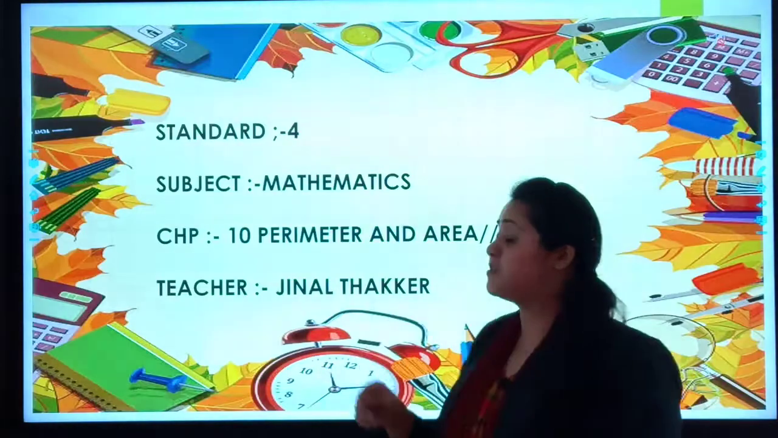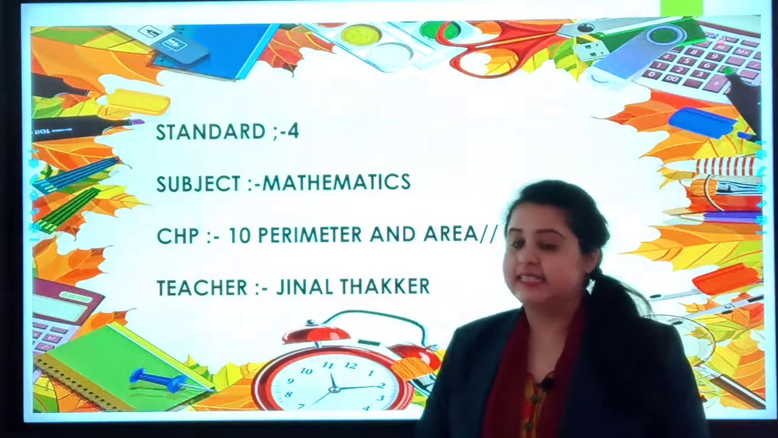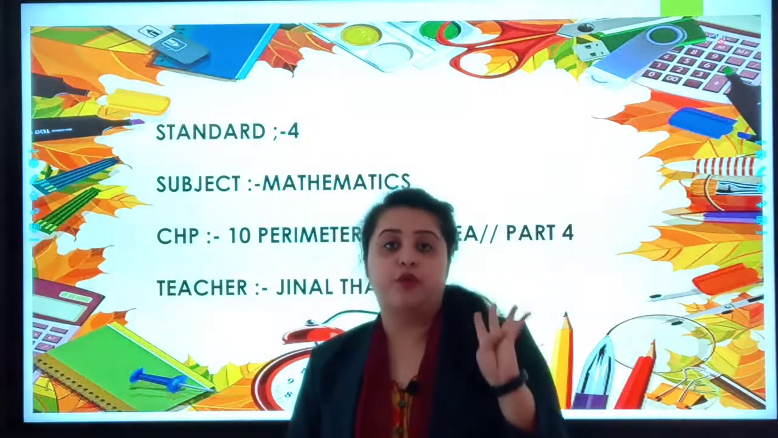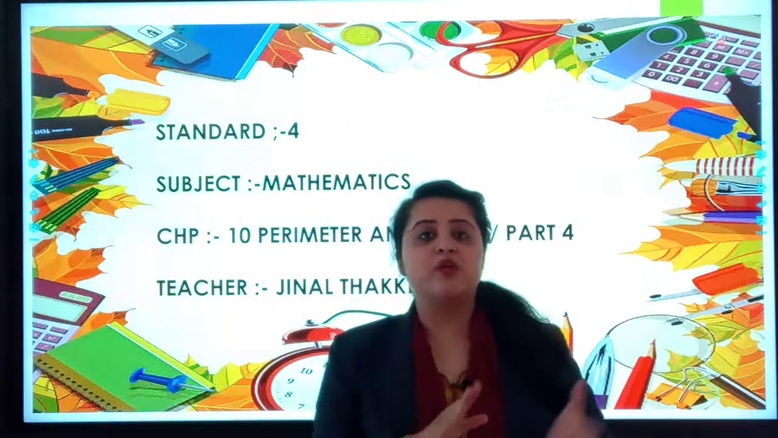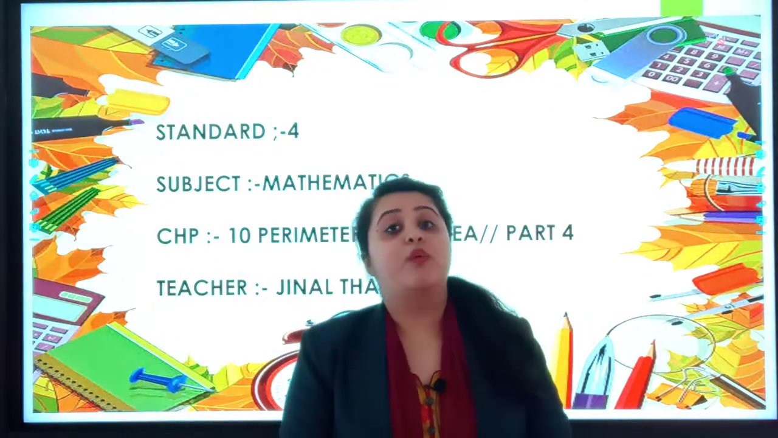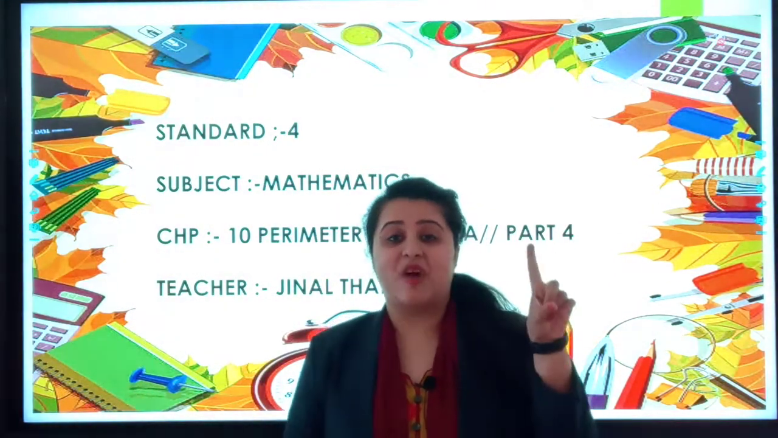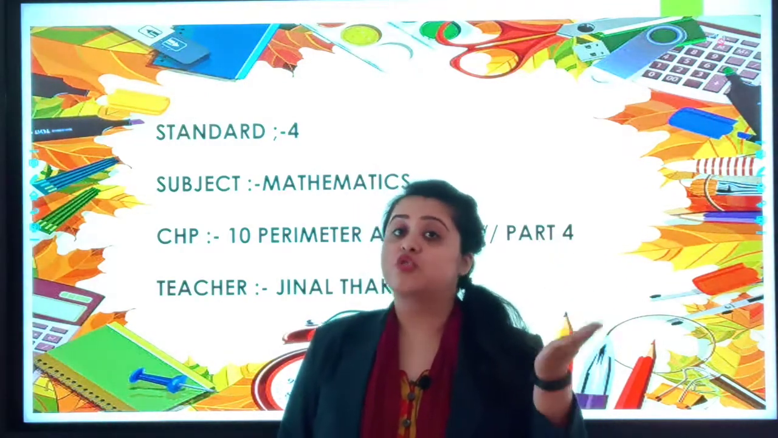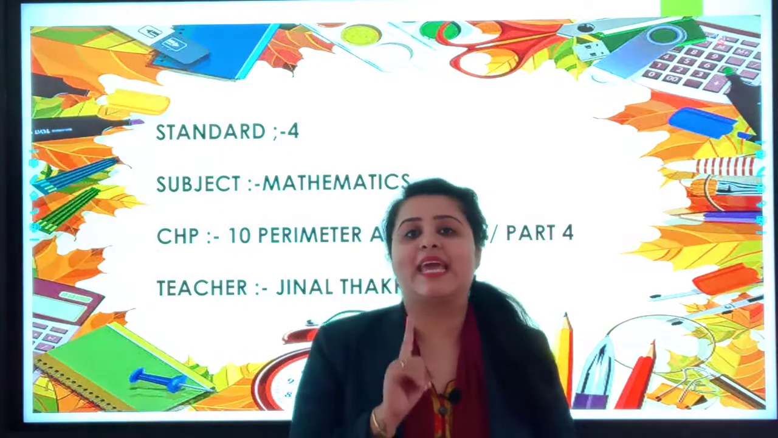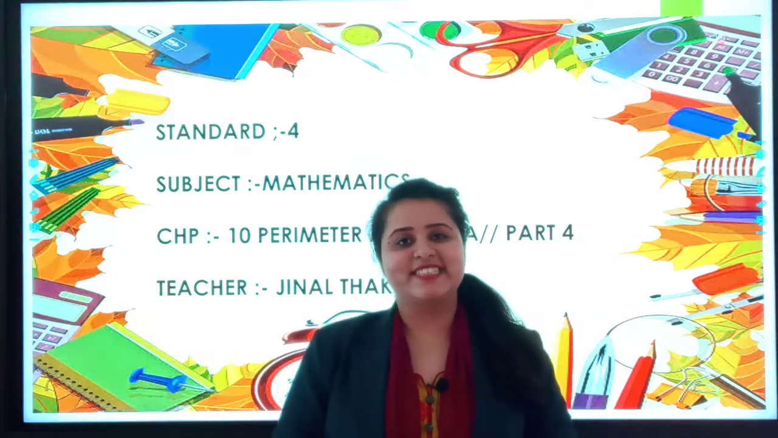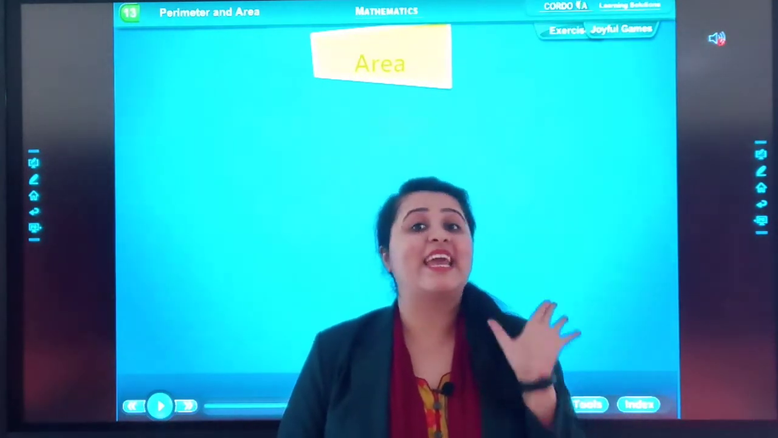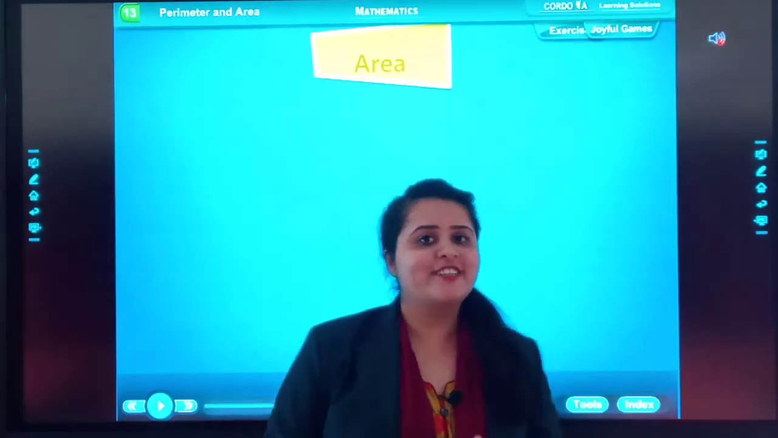So, we were on chapter number 10, that is perimeter and area. This video is part 4. हमने प्रीवियस दो वीडियोस में देखा था पेरीमीटर्स. We have seen the perimeter of triangle, equilateral triangle, square and rectangle. So now we will be moving to the area of all these figures. So students, now we will discuss the area of the figures.